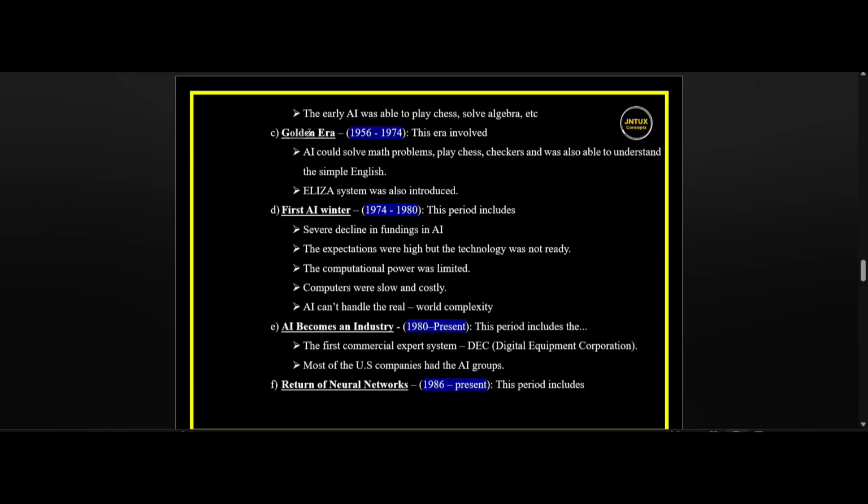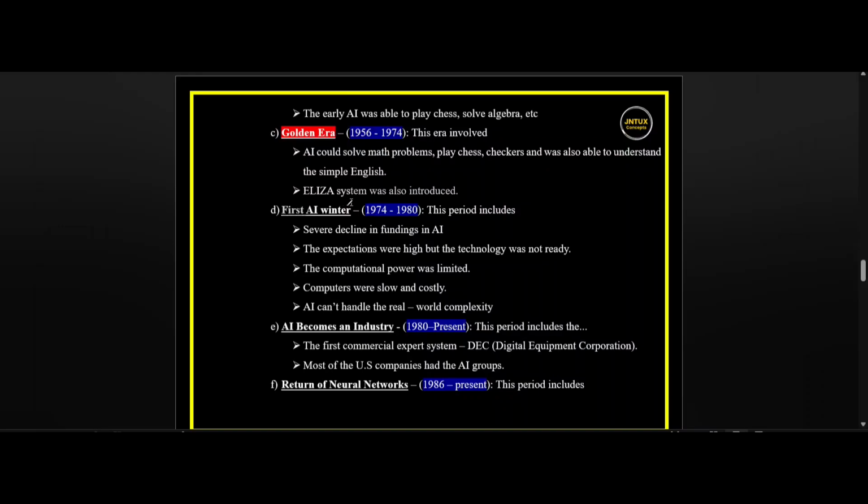The next phase is the golden era, which was between 1956 and 1974. This era involved some key milestones: the AI during this period could solve math problems, play checkers and chess, and was also able to understand simple English. This period also saw the ELIZA system come into usage.